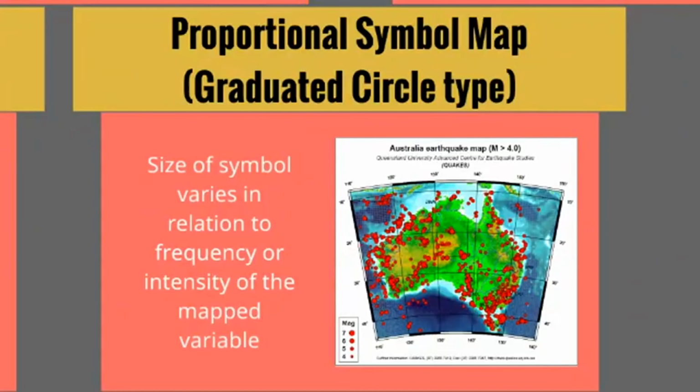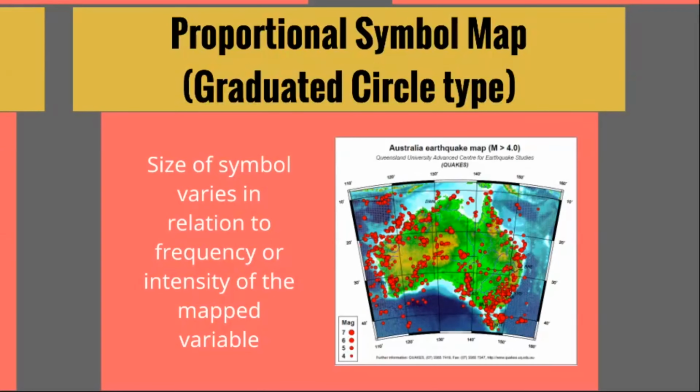A proportional symbol map is a type of map where they show the size of something and then the intensity of the mapped variable. So this is an earthquake map of Australia. And you can see the impact of the earthquakes is conveyed in how big the circles are. So if it's a bigger circle, it shows that the earthquake was much bigger. That's a graduated circle type proportional symbol map.